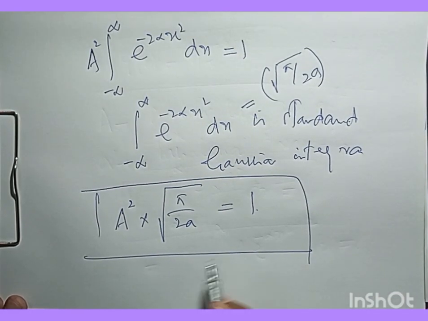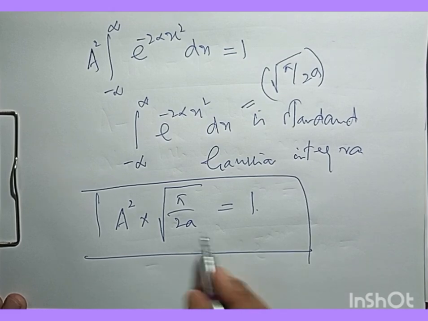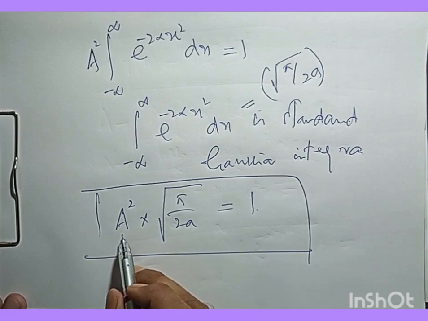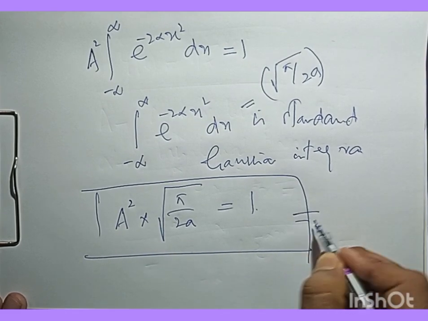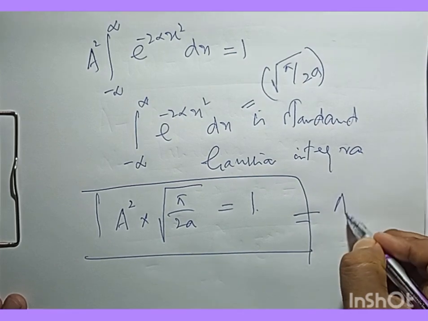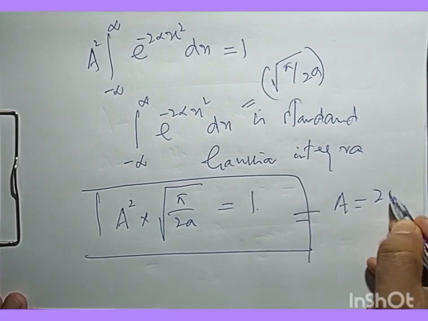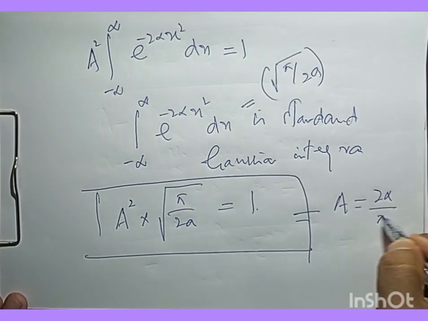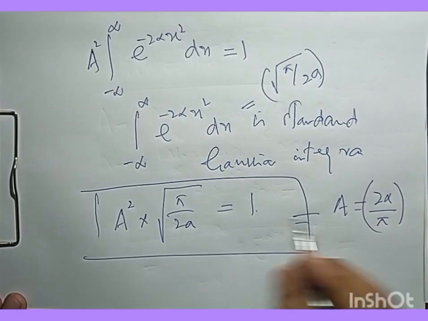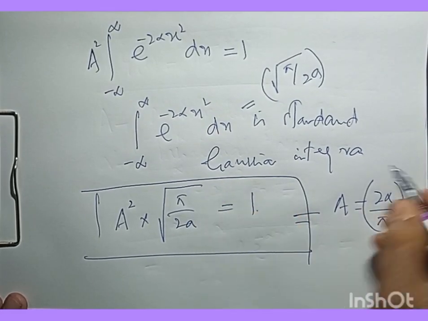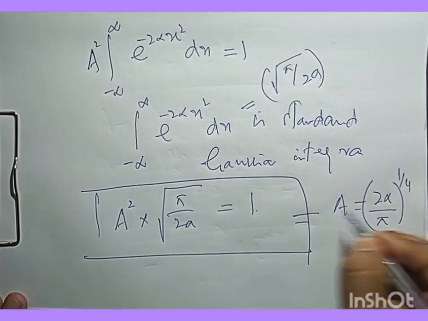Okay, so from here I can calculate this A. A will be 2 alpha divided by pi, whole to the power of 1 by 4.